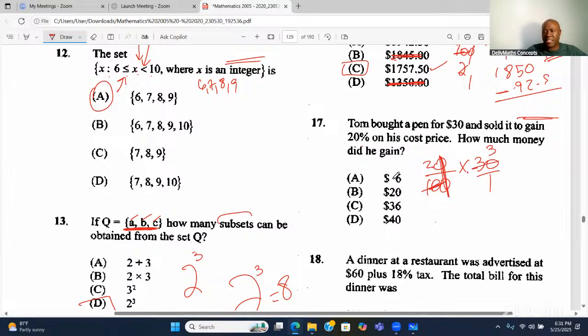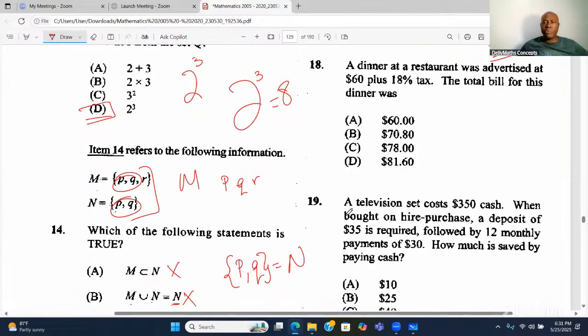2 threes is 6. The question didn't ask for anything but what is the gain, right? How much is the gain? $6, all right? A lot of people might pick 36, but what is asked is just the gain, which is the percentage. Remember, we're saying that you could go quicker because 10% is to drop off a 0. So 10% is 3. 20% is to double 3, which is 6. So as you could see, you're on your own with what you do. I'm just exposing you to ideas. All right, let us go to number 18.